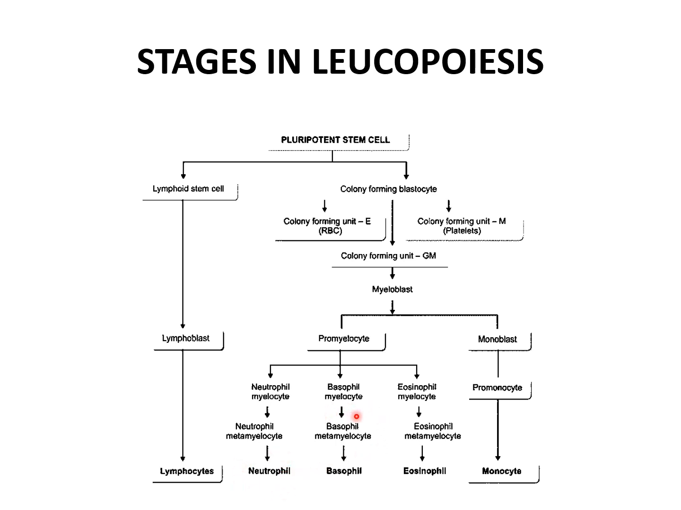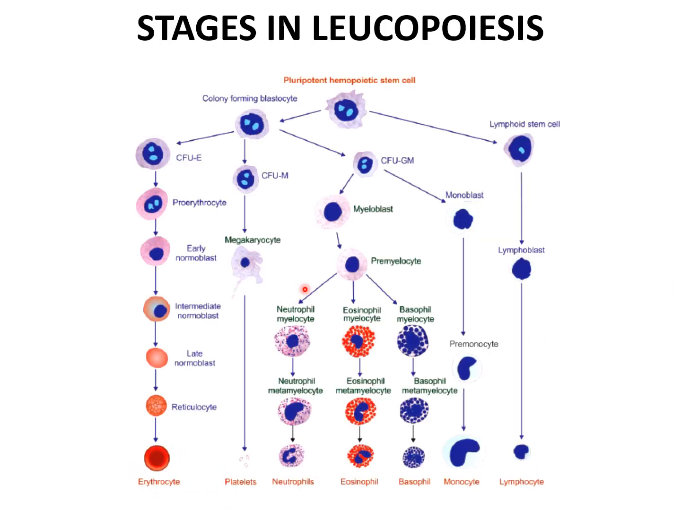From the basophil myelocyte, basophil metamyelocyte, and then finally basophils are developed. From the eosinophil myelocyte, eosinophil metamyelocyte, and then finally mature eosinophils are developed. And from the lymphoid stem cells, lymphoblast, and then from the lymphoblast, finally the lymphocytes are developed. And that is a colorful figure of various stages in leukopoiesis.